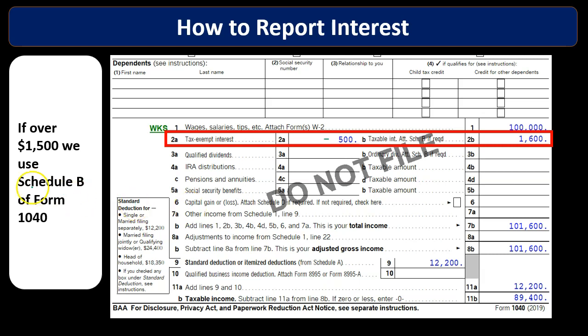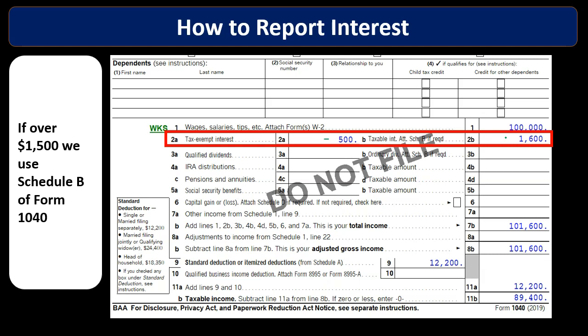Now, if we have an amount over 1,500, then we not only want the interest income here, but we also want to be reporting it on a Schedule B. Obviously, the IRS sees that as a more significant amount, something they want more information on. Less than that amount, they're going to say, hey, it's not a big deal. We're not going to need more information than that.